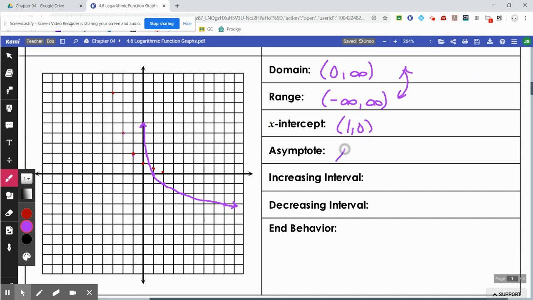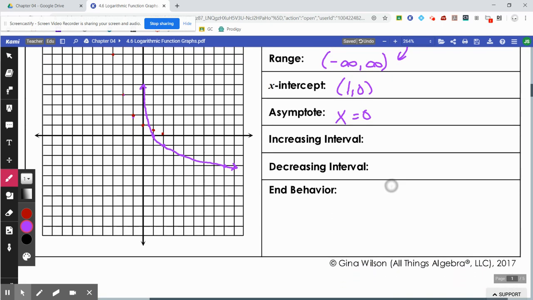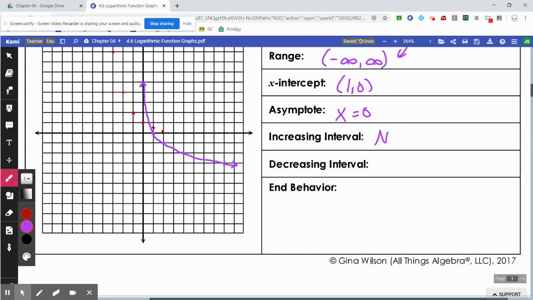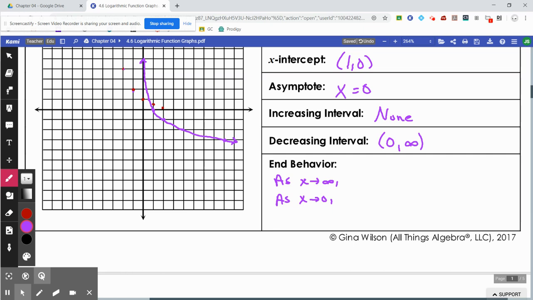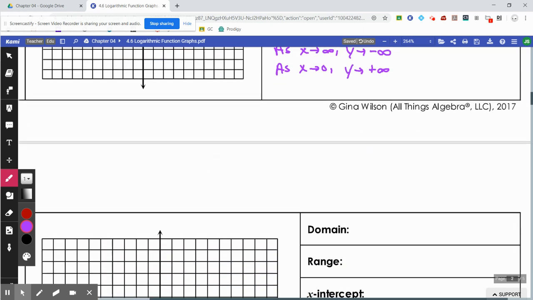Your asymptote line is the y-axis, which is x equals 0. You're increasing nowhere because your graph goes downhill forever, and it goes downhill from 0 to infinity. The reason why is because its inverse was an exponential decay example. My end behavior: as we travel to the right, my graph goes downhill, so y approaches -infinity. As we travel to the left, as we get closer to 0 on my x-axis, my graph shoots up to positive infinity. Next problem.